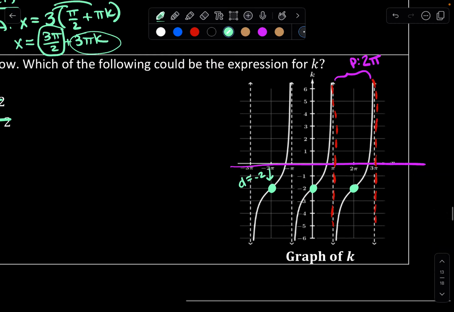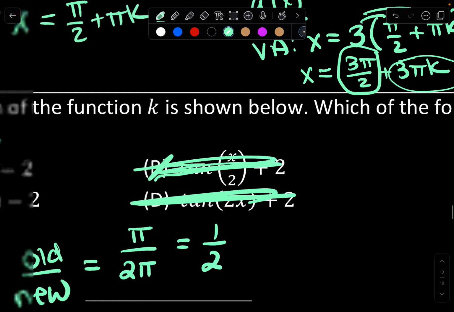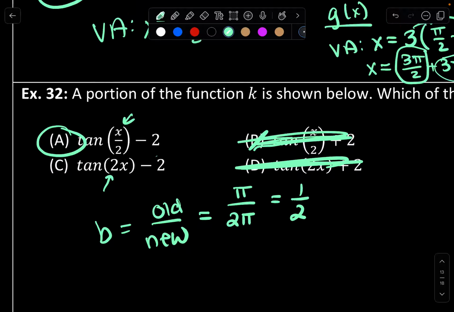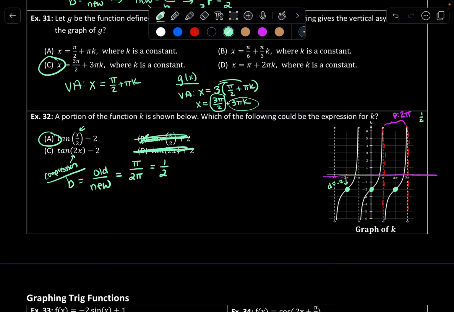Now, you did not have to use that formula. If you see that it's 2 pi, you're like, oh, okay, so we have a horizontal dilation with a scale factor of 2. Therefore, I should see a 1/2 in my function rule, or 1/2 as my B value. So that's why it would be A. This would be a compression with a scale factor of 1/2. All right, that's for tangent. Hope this helps.